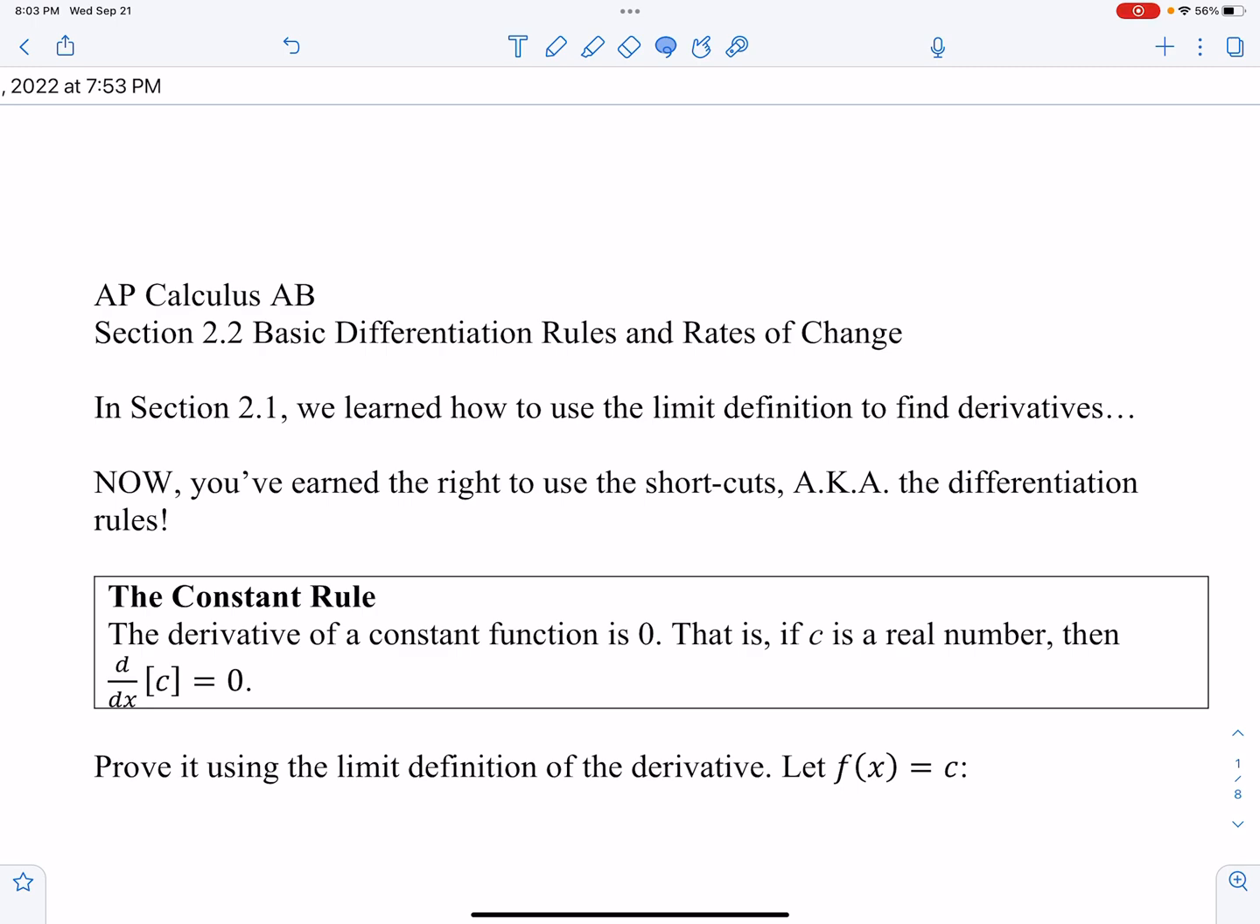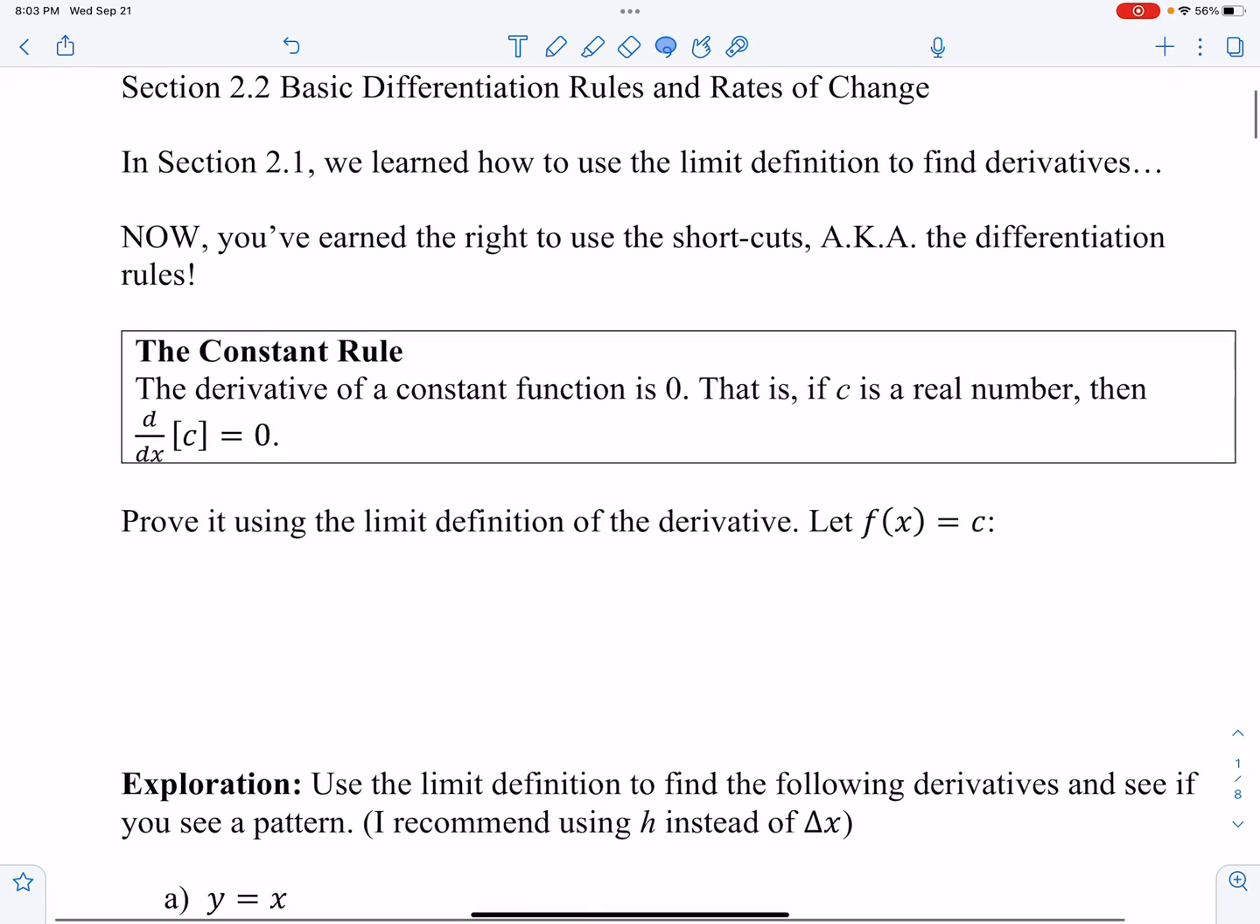So the first one is the constant rule, the fact that the derivative of a constant function, which represents a horizontal line, is equal to 0. If we think about what the derivative is, which is a formula that would allow you to calculate the slopes of the tangent lines to the curve, well, horizontal line, every point on that line has a slope of 0. So it makes sense that the derivative of the constant would be 0. We can easily prove that using the limit definition as well.